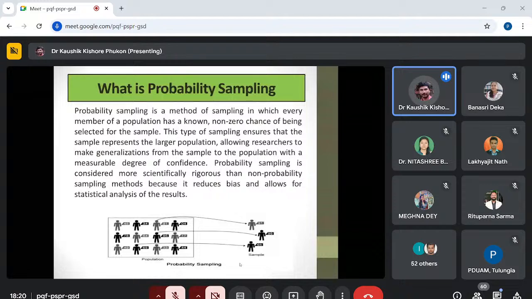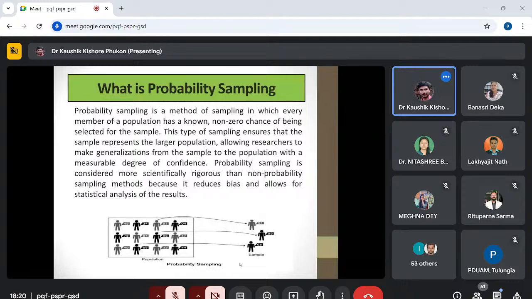Probability sampling is the method of sampling in which every member of a population has a known non-zero chance of being selected for the sample. This type of sampling ensures that the sample represents the larger population, allowing researchers to make generalizations. Very important thing: it will allow the researchers to make generalizations from the sample to the population with a measurable degree of confidence.